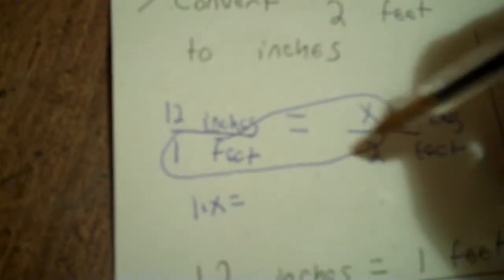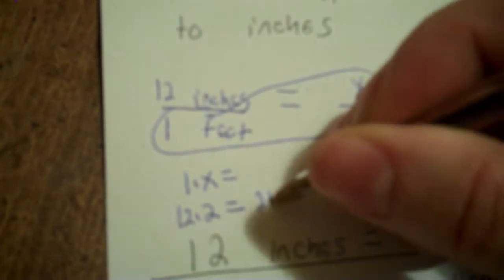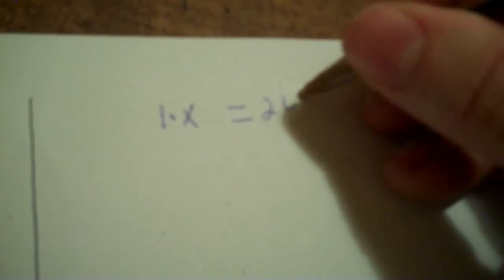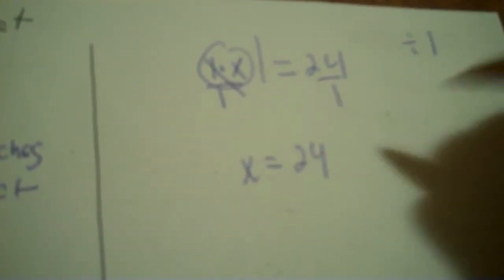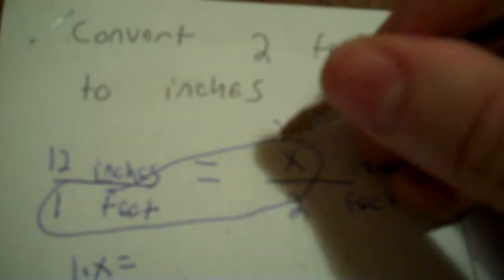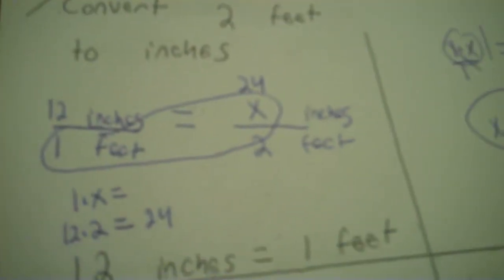Now, outside you got 12 times 2. So 12 times 2 is 24. Now, you just got to get rid of the times, so you're going to divide by 1 to get rid of the times 1. And 24 divided by 1 is 24. Problem solved. Okay? Circle that. Now put your 24 above the x, because it's 24 inches in 2 feet.